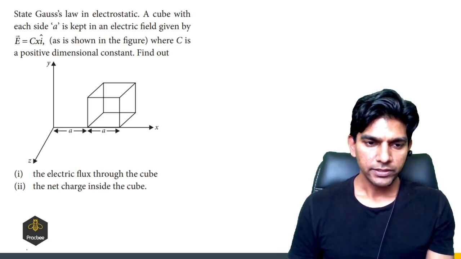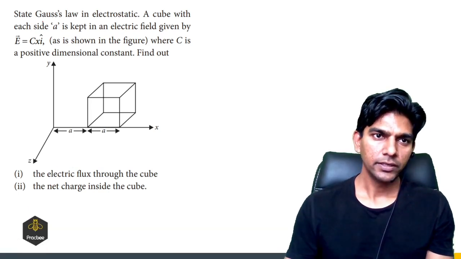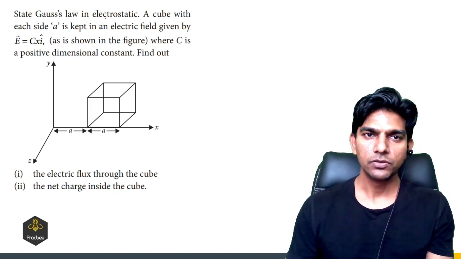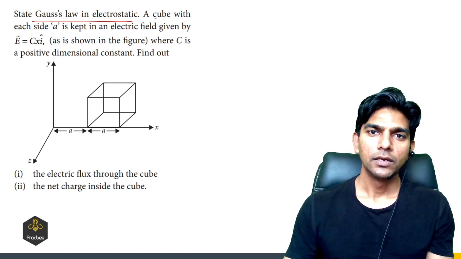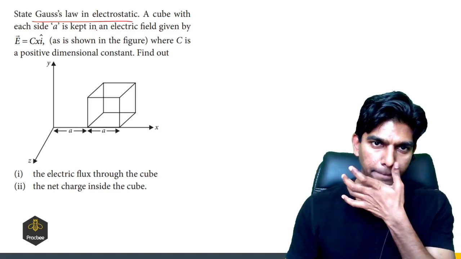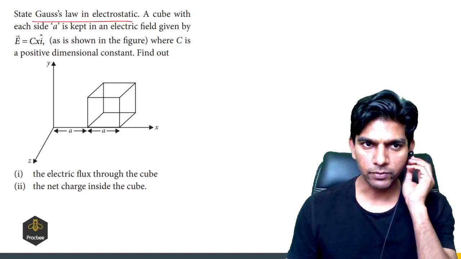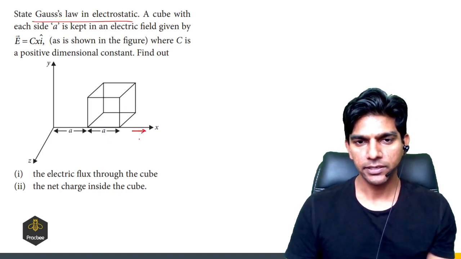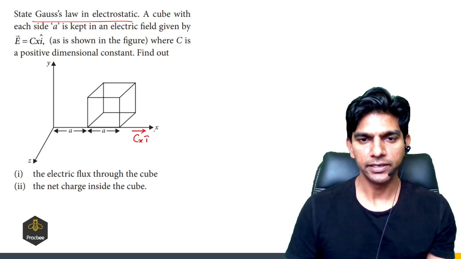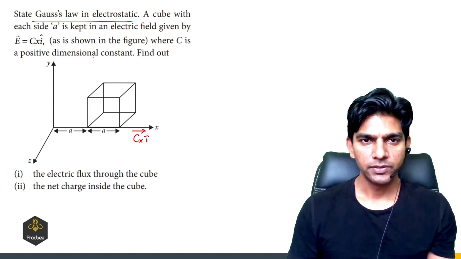Now let us see one more case. Here, state Gauss's law in electrostatics. We have already done this portion, right? What is the Gauss law, right? A cube with a side A is kept in an electric field given by C x i cap. So the electric field is in this direction and it is given as C x i cap, where C is a positive dimensional constant. Find out the electric flux through the cube.